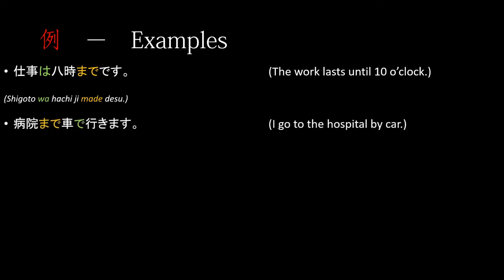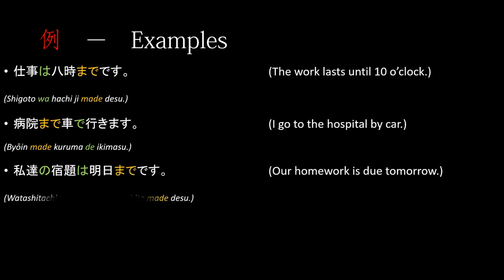Our second sentence and third sentence have the same meaning, with the only difference being the type of boundary or extent. Our second sentence goes as follows. Byoin made kuruma de ikimasu. I go to the hospital by car. And our third sentence, watashi tachi no shikudai wa ashita made desu. Our homework is due tomorrow.